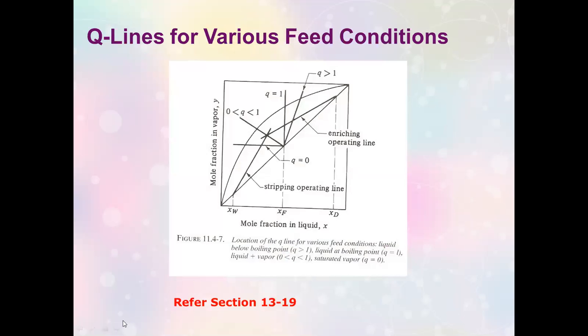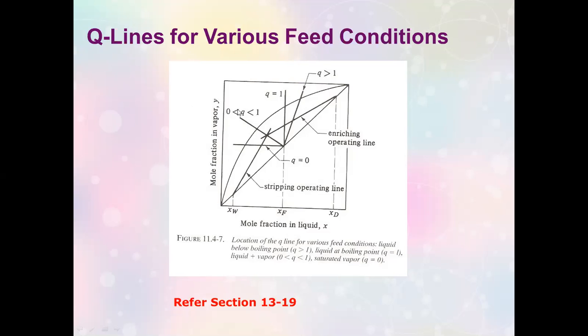Now, how will the Q line look? So look at it, this is your Q line depending on the condition of the feed. If it's subcooled liquid, it's like this. If it's saturated liquid, it's vertical. If it's saturated vapor, it's horizontal. If it's a mixture of liquid and vapor, it's somewhere here.